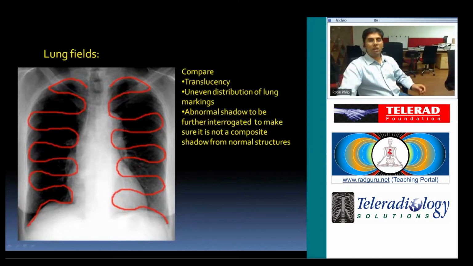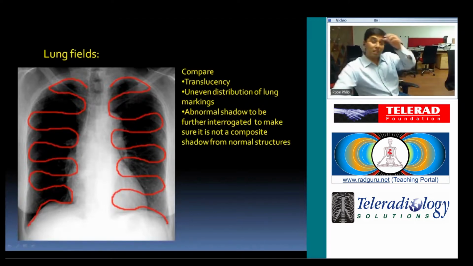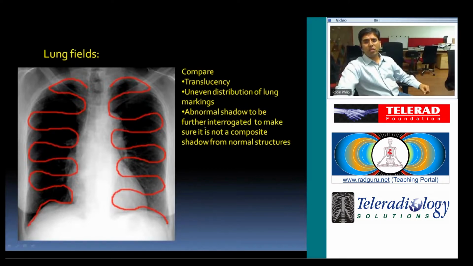So it will be good practice to carefully observe the lung fields in a systematic way. Do it from the top, and then start again from the lower part and go up again. Do it a couple of times so that you don't miss any of the lung field. And always look for the translucency in the lungs, whether it is symmetric or asymmetrical, and uneven distribution of the lung markings; you have to make note of that. Any abnormal shadow is to be further interrogated.